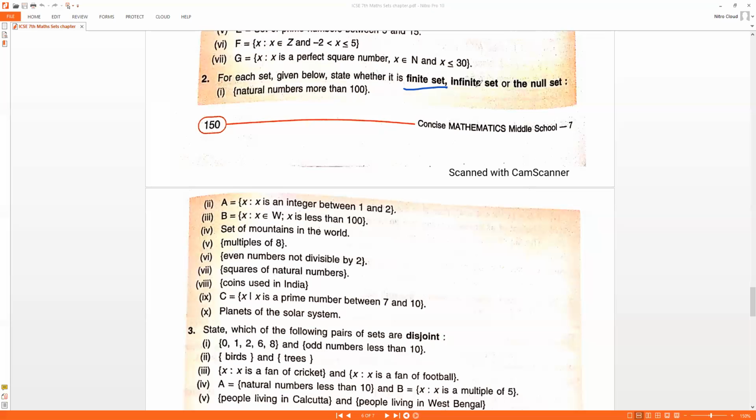Type of set, whether it is finite, infinite, or a null set. Natural numbers more than 100. Infinite. Finite, correct. A is a set of X such that X is an integer between 1 and 2. Null. Because there is no integer between 1 and 2. There are infinitely many rational numbers between 1 and 2, but no integer. Okay, what about B? Finite. Correct, finite. What about fourth?